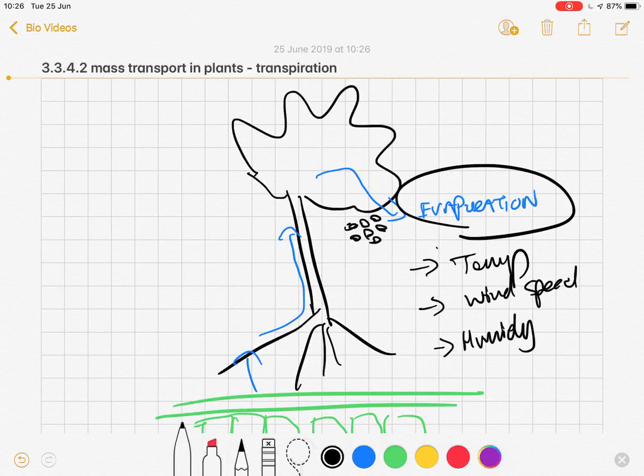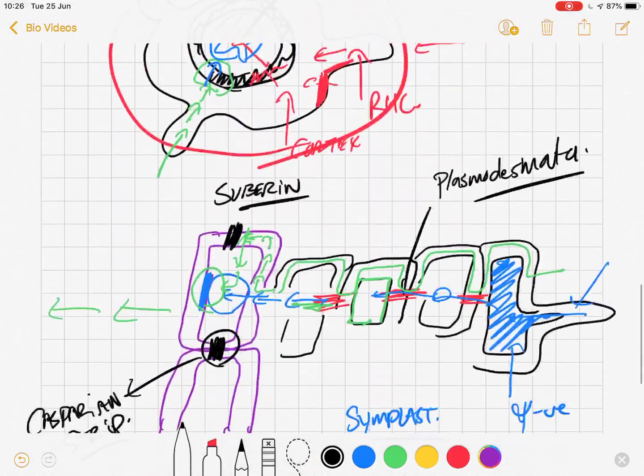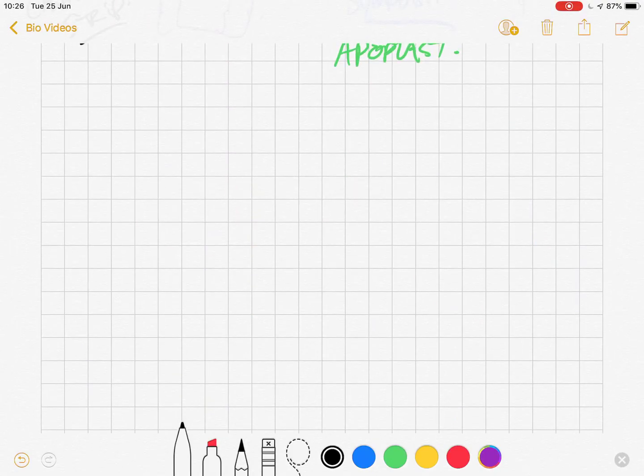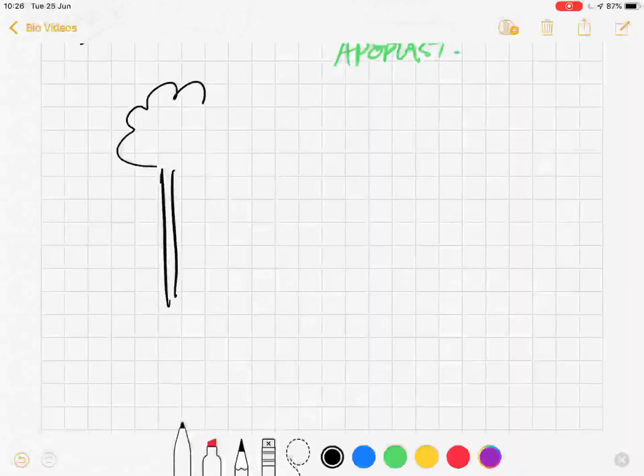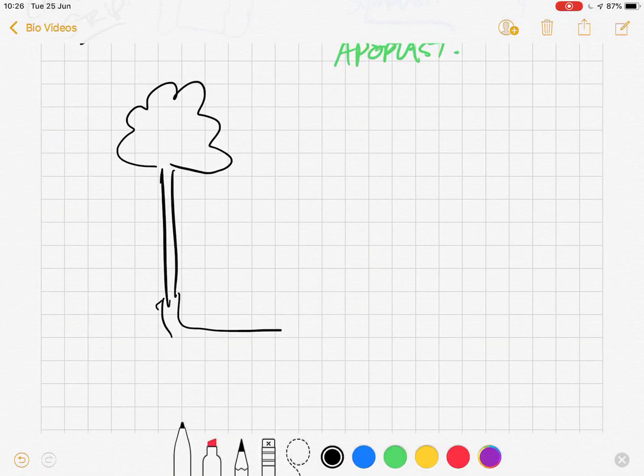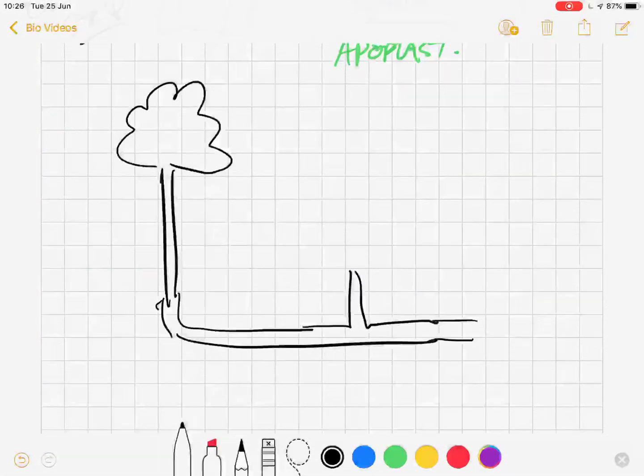The size of the leaf would affect the number of stomata, so the surface area. That would be another factor. And this can all be investigated using something called a potometer. So a potometer is a device that allows us to measure water movement up the plant. Now, although it's not on the specification specifically, it's a very common experiment in biology, and we need to be able to understand the setup so we can explain it in these kind of how science works type of questions.